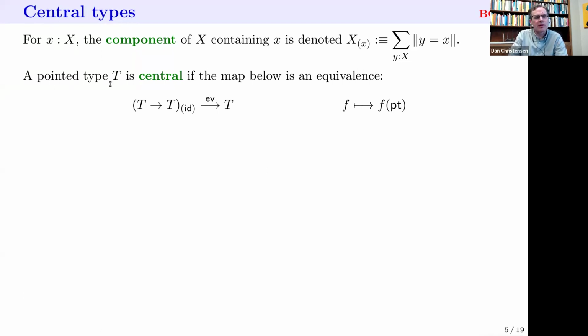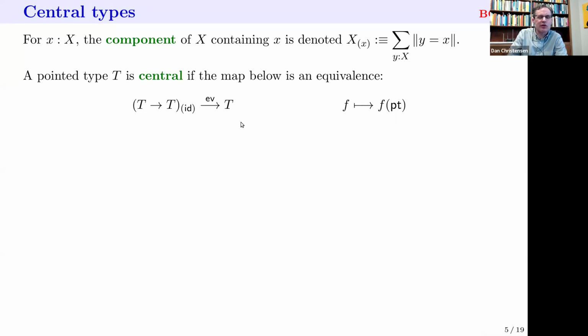So I just start with a pointed type. I can always form the following map. I take all the self-maps of T, unpointed self-maps, and I take those in the component of the identity map. So in other words, I take the self-maps that are homotopic to the identity map. Then I can evaluate such a self-map at the base point of T to get a point of T. So I send f to f evaluated at the base point. If that map is an equivalence, I'll say T is central.